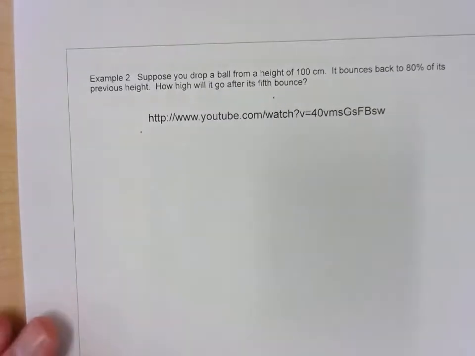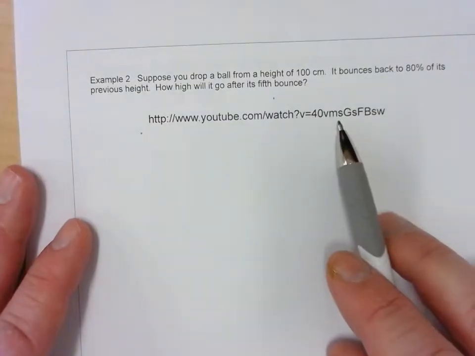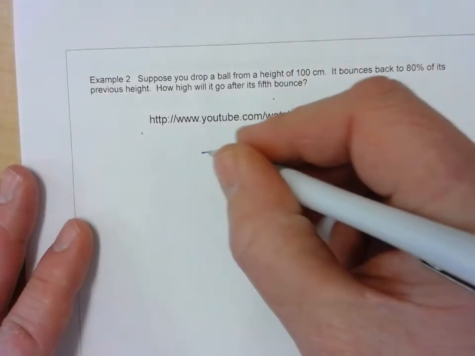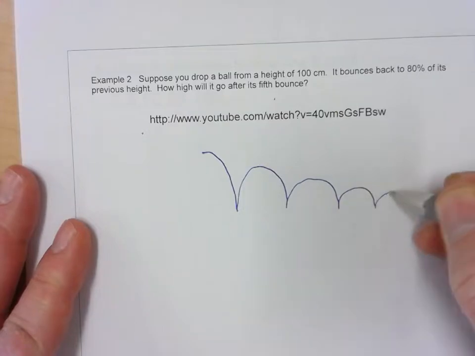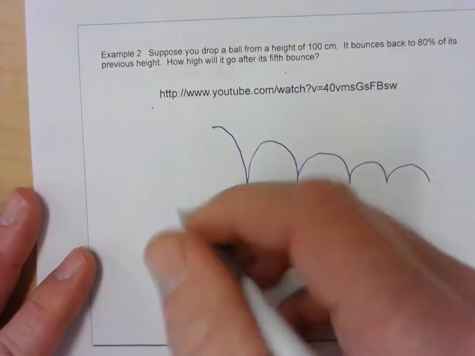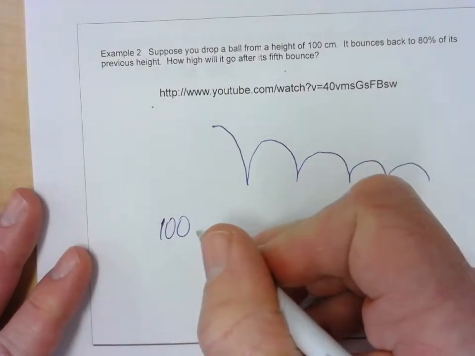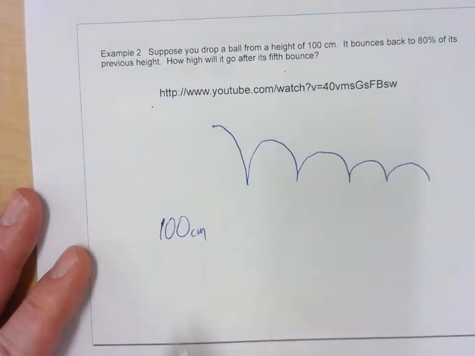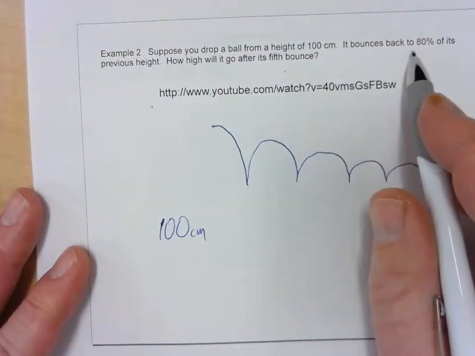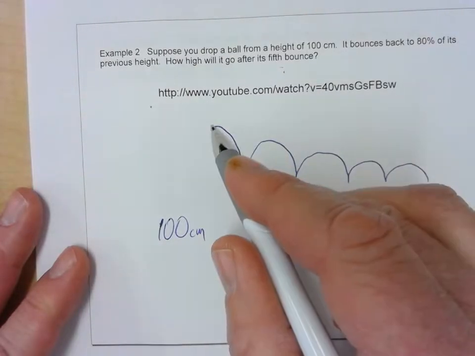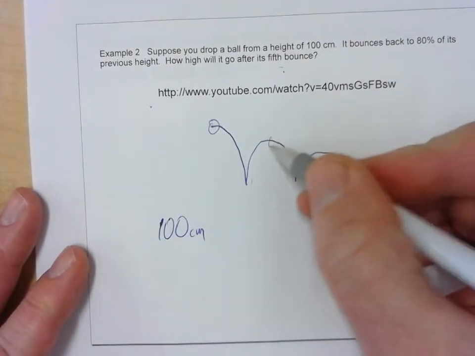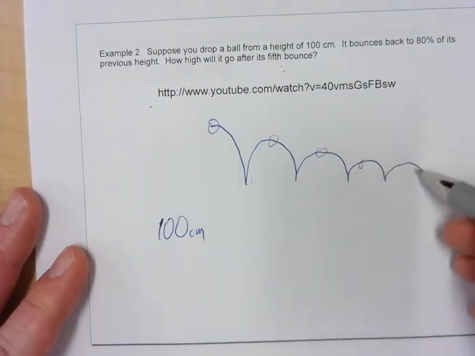Okay, if you go to this YouTube video, you can watch a ball bounce, but basically you have a ball and it goes down and it bounces and does this and it does this, and we want to know how high it returns on its 5th bounce. So we do 100 centimeters is the first bounce, and it comes back 80%. How high is it after its 5th bounce? So we drop a ball, right, and it goes bouncy, bouncy, bouncy ball, etc., etc.